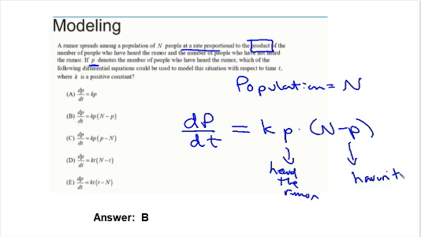All right, so that's kind of the idea of topic 7.1. And we will stop there for today.